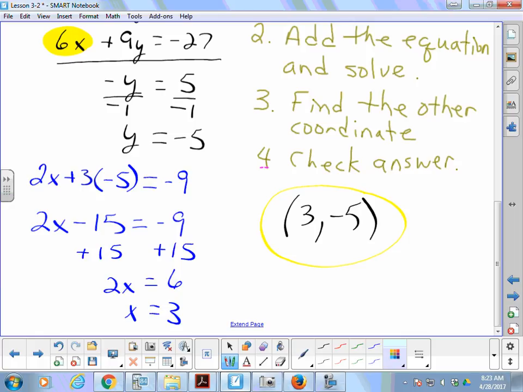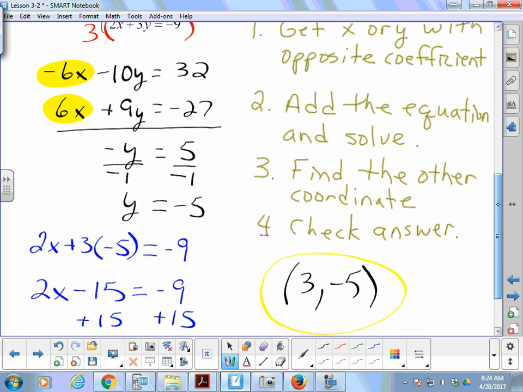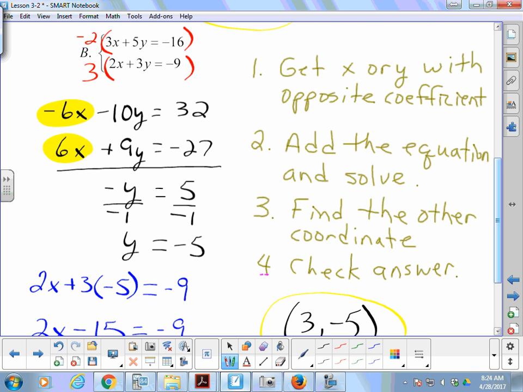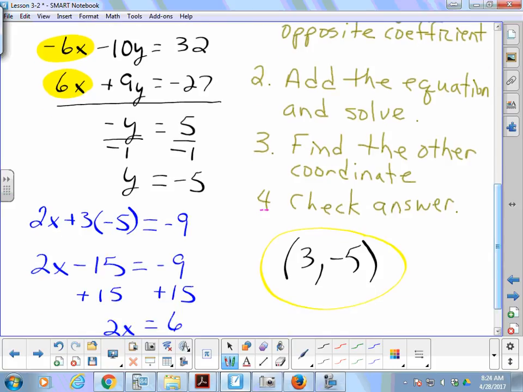All right. So substitution: get one of the variables by itself, and plug that information into the other equation. Elimination: we want to get either the x or the y, whichever one you want, to have coefficients that are opposites, so when you add them together you get 0. So you've eliminated that variable. You're just working with the other one then to find that one. Once you're done, make sure you write the answers as a point.